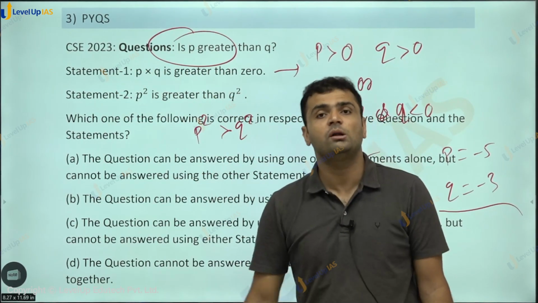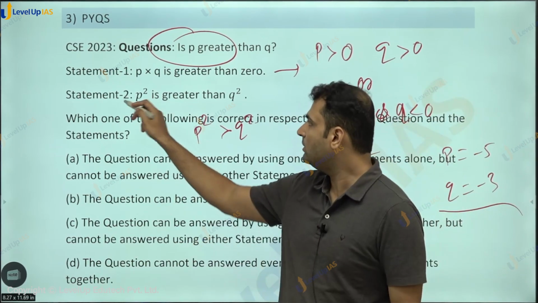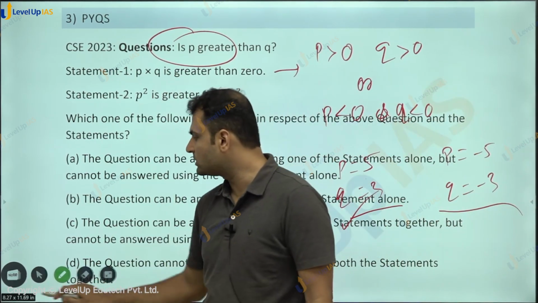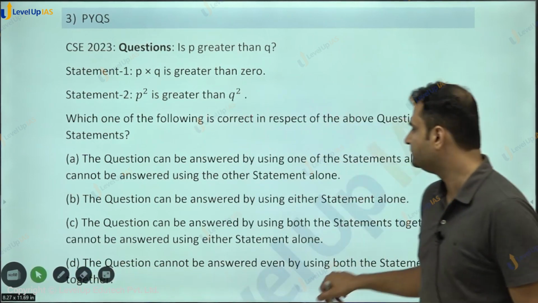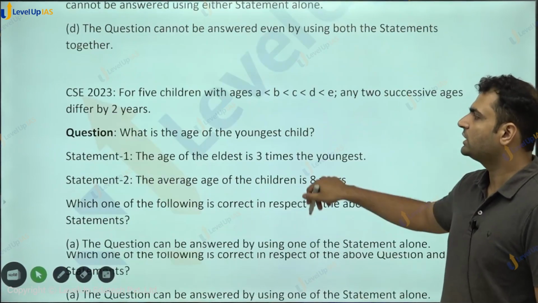So we cannot answer this question, because the square of a negative number is also positive. That is why even when combining both the statements, we cannot answer the question. Answer is D. Next question.